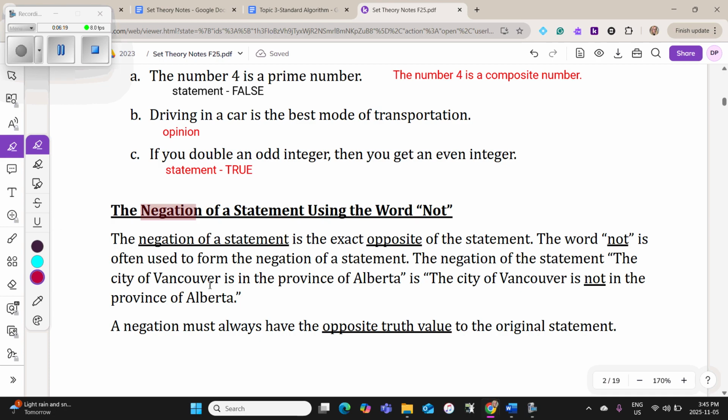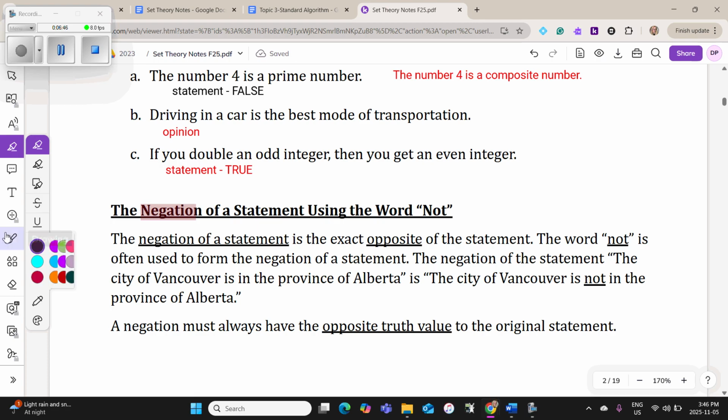The city of Vancouver is in the province of Alberta, just like the one we saw above, is the city of Vancouver is not in the province of Alberta. So if we add that word not into our sentence, we will have the negation of the statement. Now, later in Math 30-2, in the next couple of lessons, we'll also talk about this being called the complement.